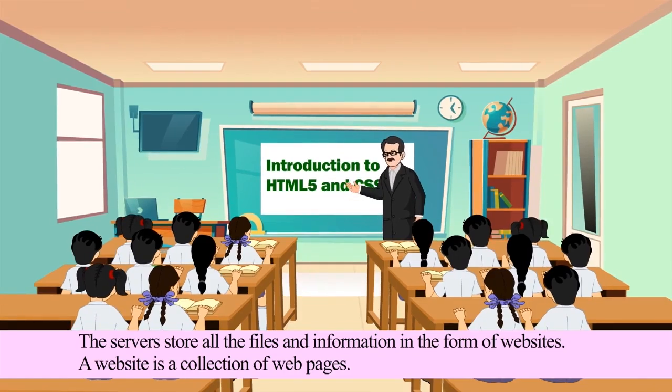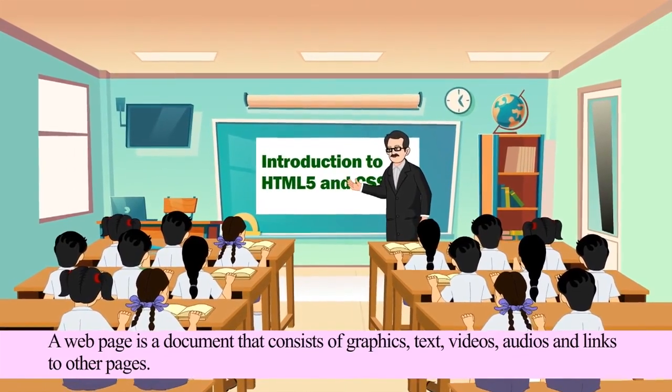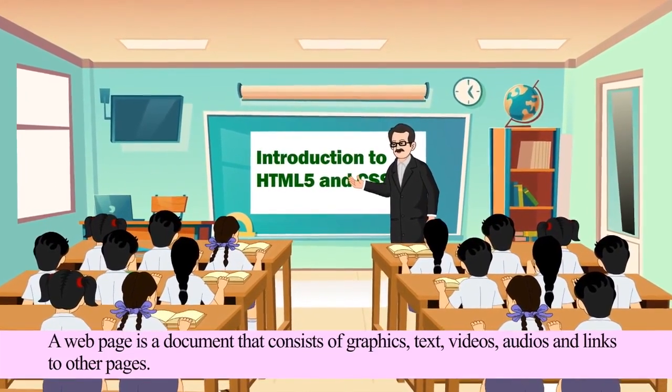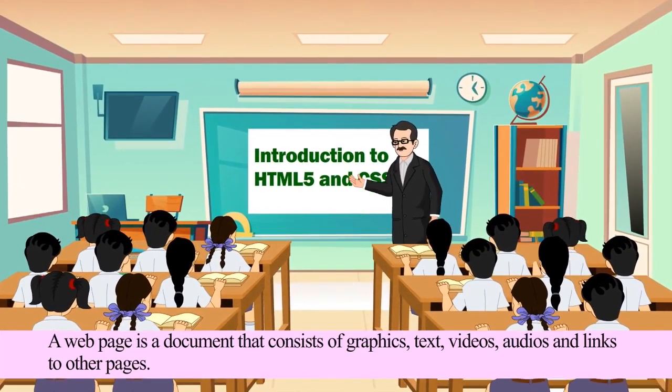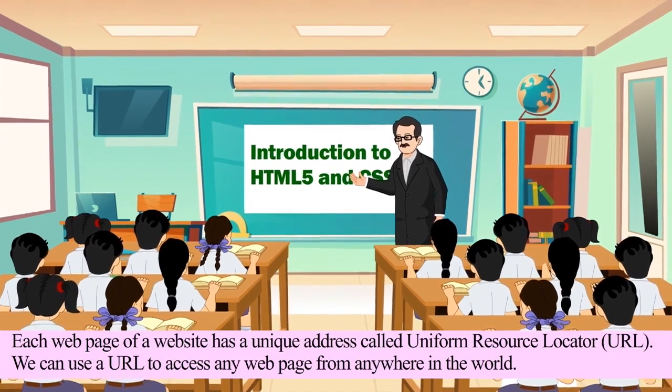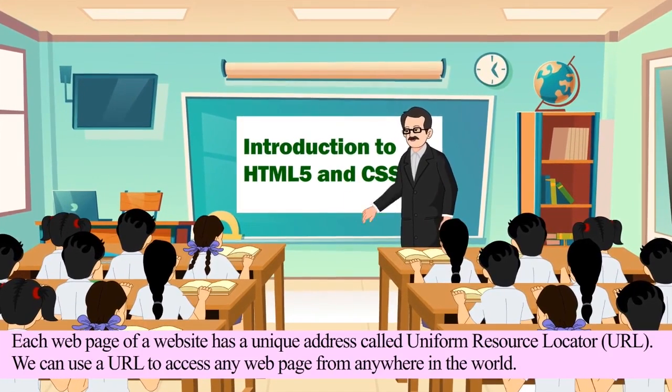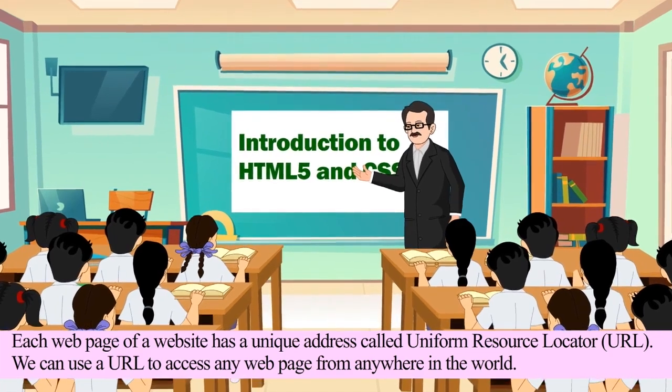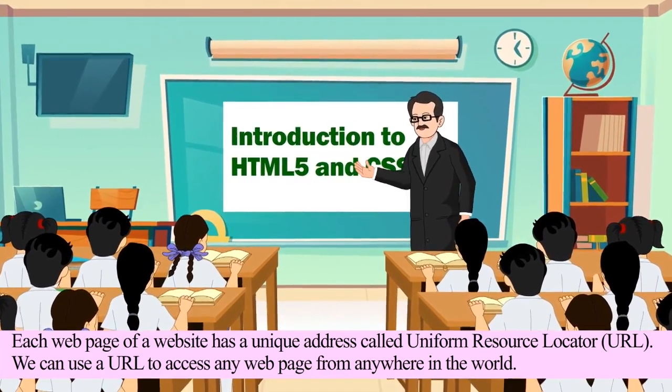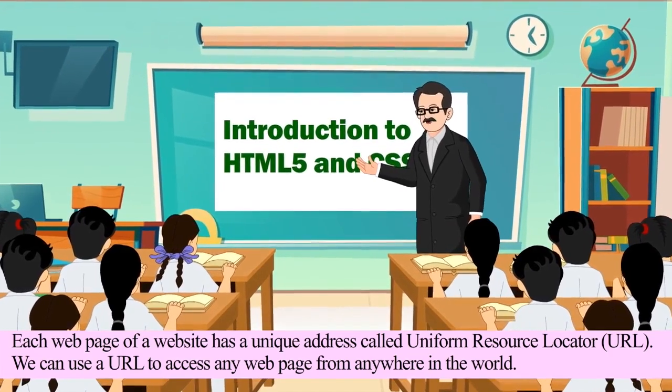A website is a collection of web pages. A web page is a document that consists of graphics, text, videos, audios, and links to other pages. Each web page of a website has a unique address called Uniform Resource Locator (URL). We can use a URL to access any web page from anywhere in the world.